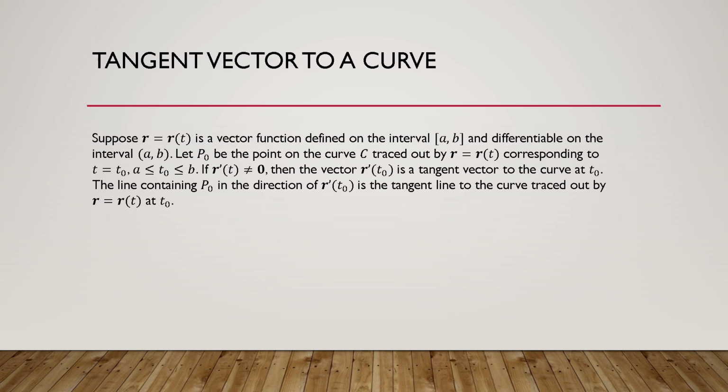Suppose r equals r(t) is a vector function defined on the interval [a,b] and differentiable on the interval (a,b). Let P0 be a point on the curve C traced out by r equals r(t), corresponding to t equals t0, for a less than or equal to t0 less than or equal to b. If r'(t) is not equal to 0, then the vector r'(t0) is a tangent vector to the curve at t0. The line containing P0 in the direction of r'(t0) is the tangent line to the curve traced out by r equals r(t) at t0.